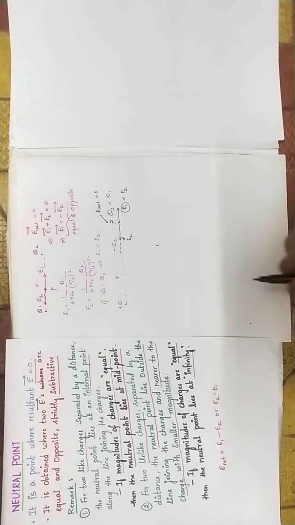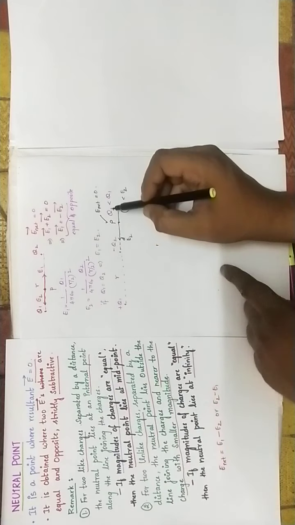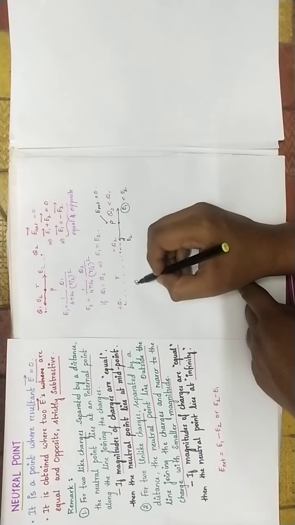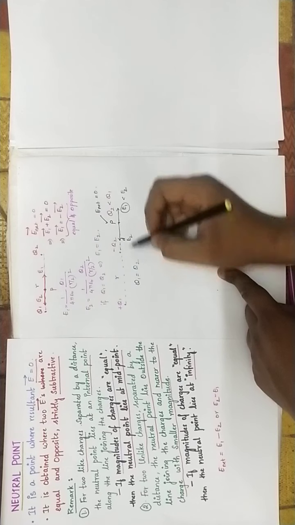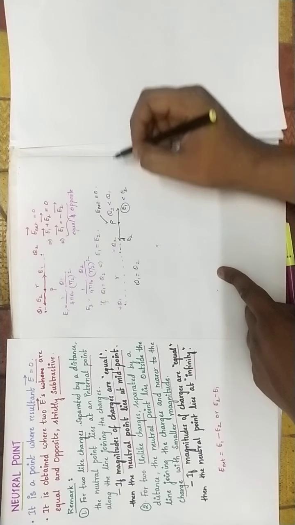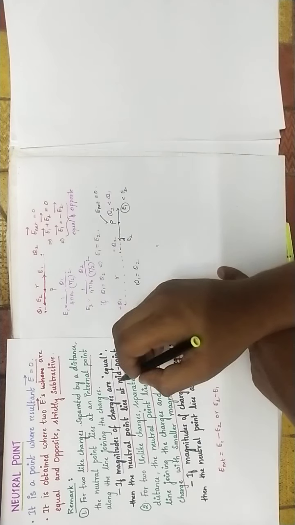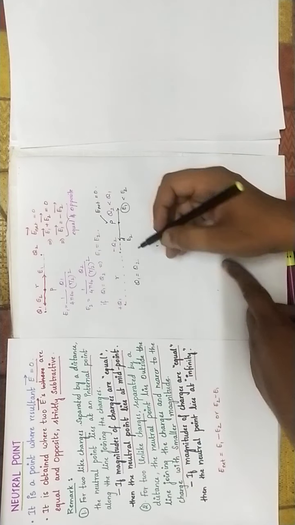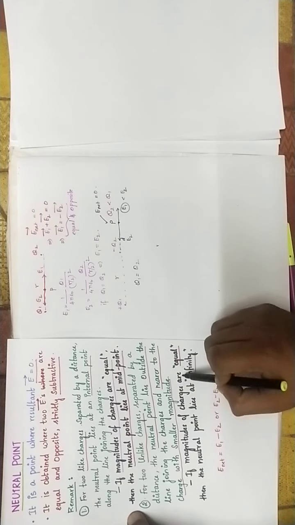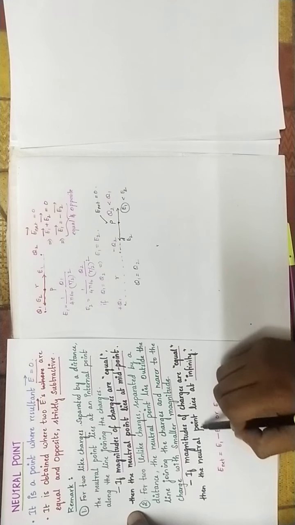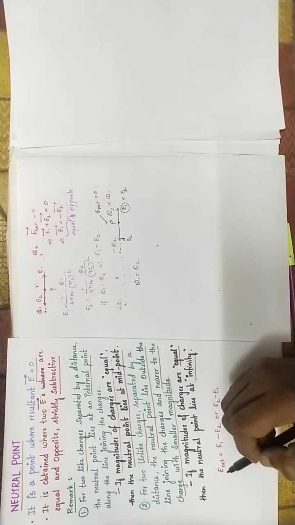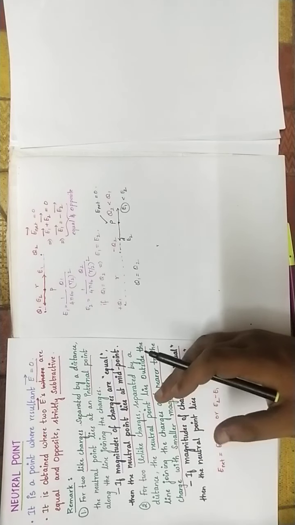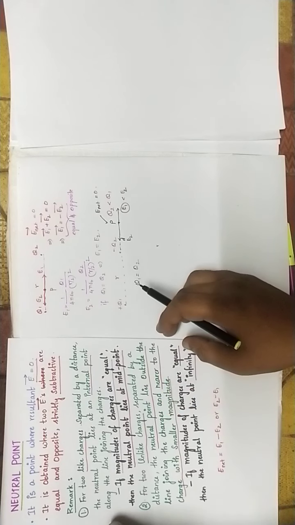What if the magnitudes of charges Q2 and Q1 are equal? If Q1 and Q2 are equal, then this point lies at infinity, on this side also it will be lying at infinity. If magnitudes of charges are equal, then the neutral point lies at infinity. Please take note of these ideas and make notes of it. Okay, thank you.